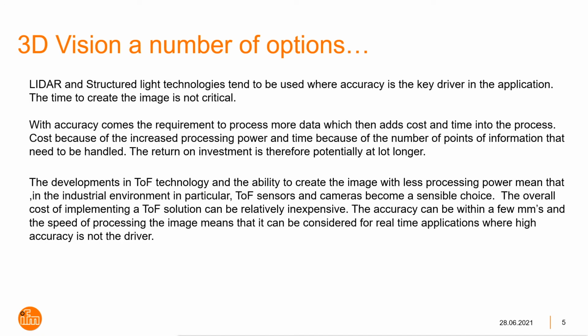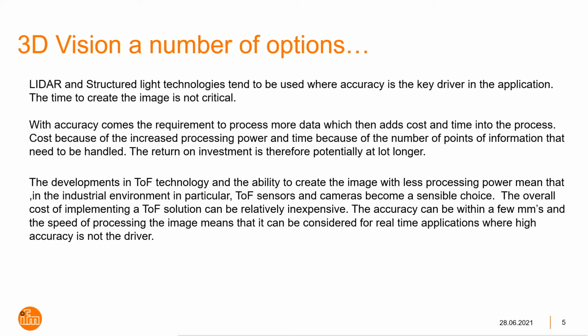So there are four technologies. How do I choose between them? In a nutshell, if you need sub-millimeter accuracy and time is not of great importance to you, then LiDAR, structured light technologies and line scanners are the way ahead. They give you by far the better accuracy. The offset to that is the cost of the technology, and the time to create the 3D image increases, and therefore there's an overall cost increase in the application usually, and your return on investment can take longer.